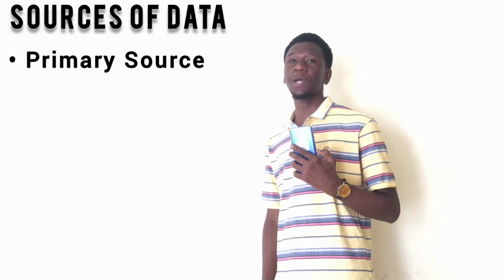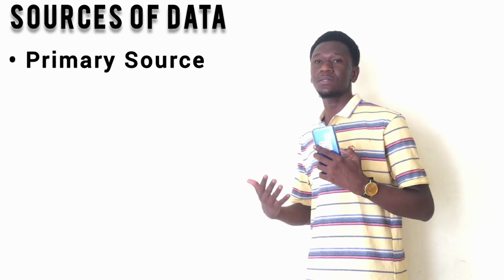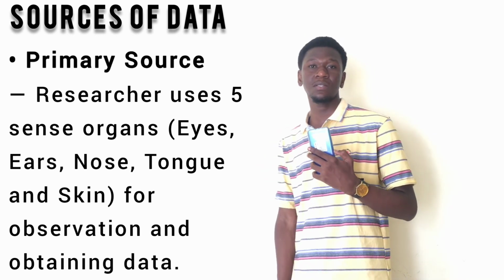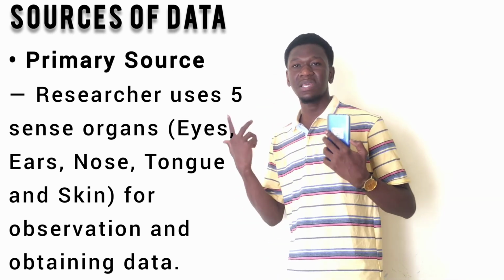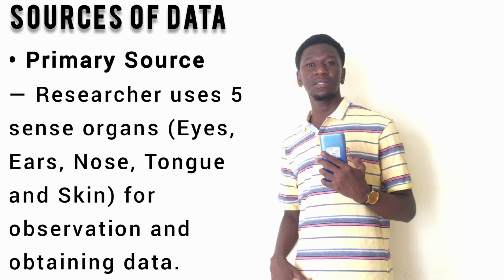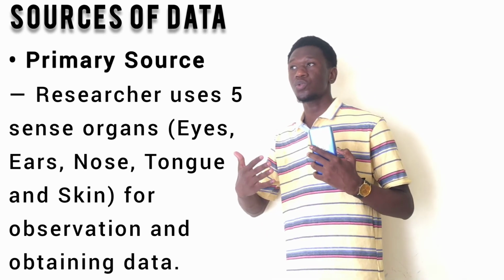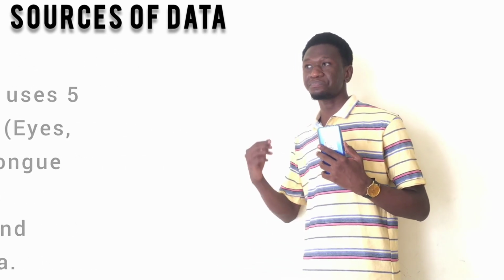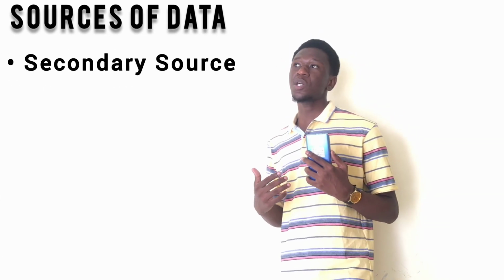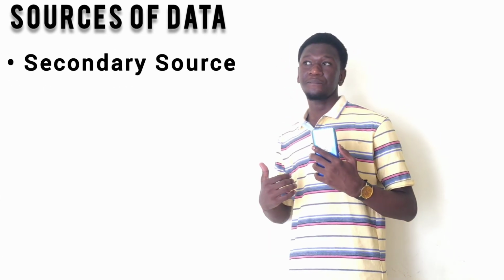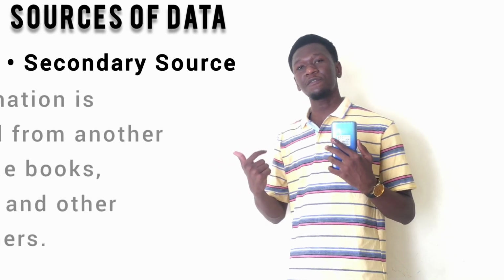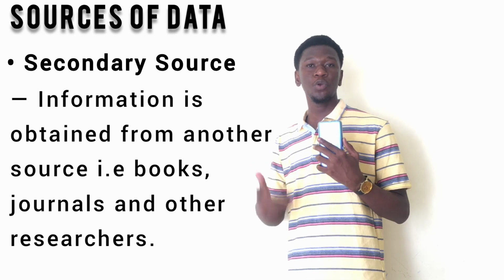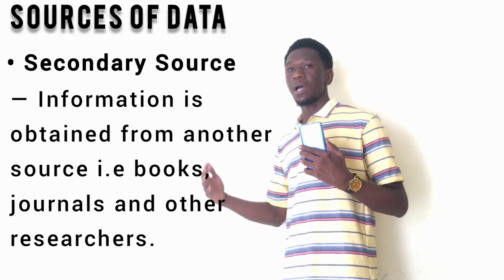What is primary source? Primary source, this is where a researcher uses his or her sense organs, like eyes, ears, skin, and all of that, to get the information. And then after that, we have secondary source. Secondary source is where we take the information from the books, from the journals, from the people who did the research.